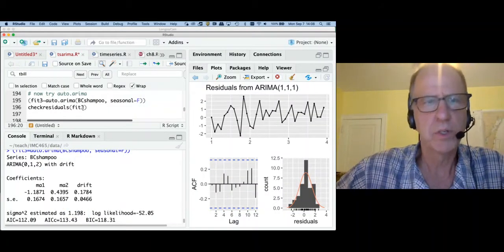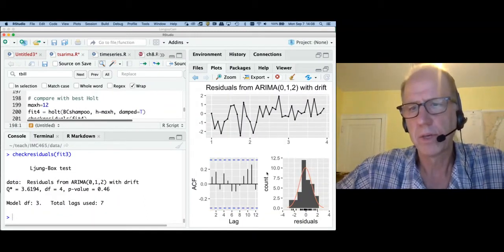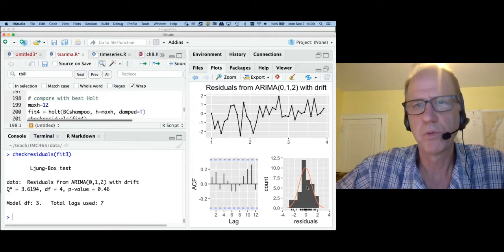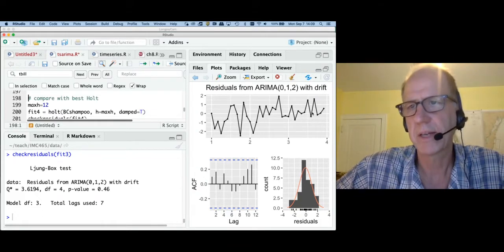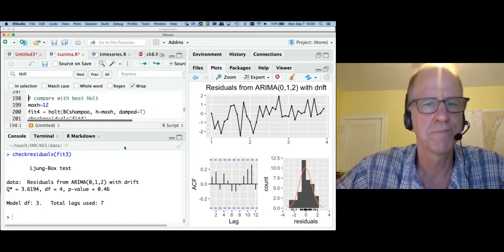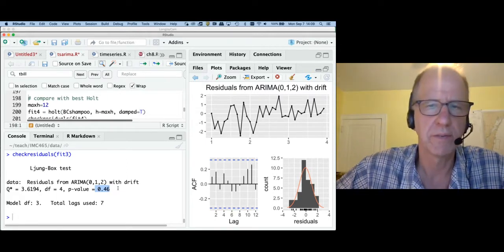Well, let's go look at our residual plot and see what we have. None of my autocorrelations are significant. The residuals are pretty normal. I see a little bit of heteroscedasticity in these residuals. My Ljung-Box test is not significant.